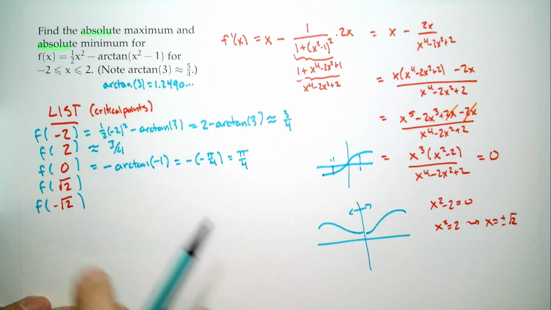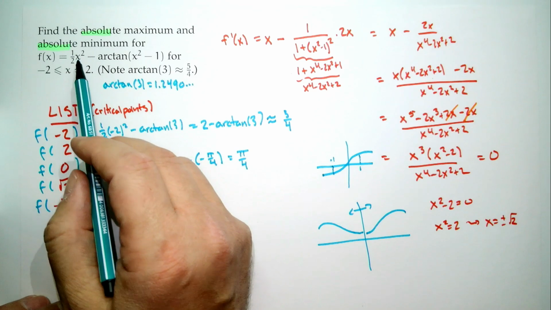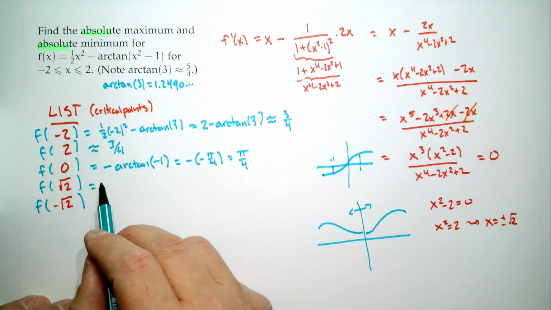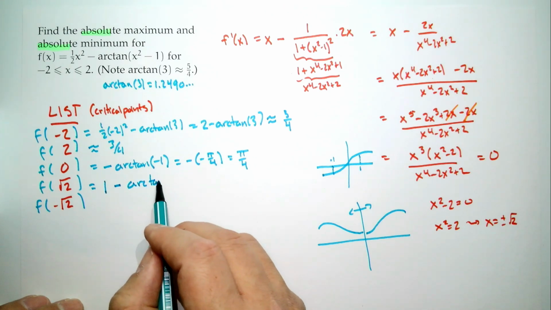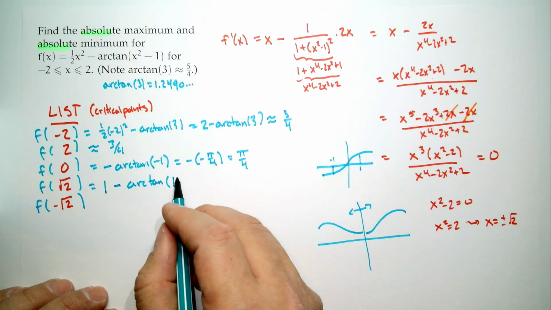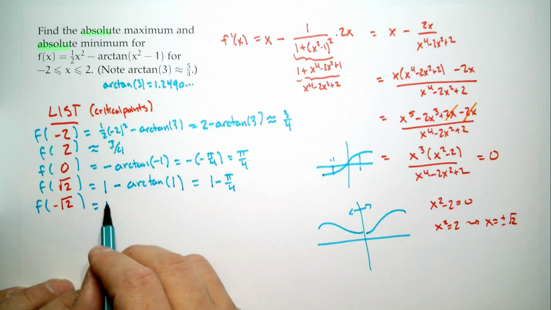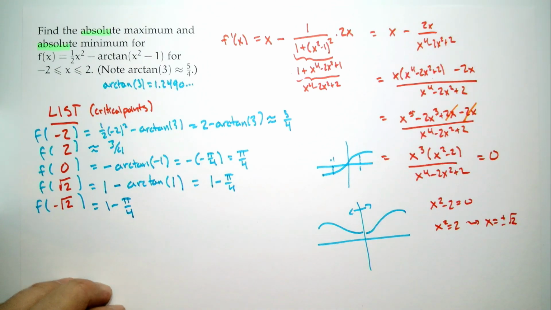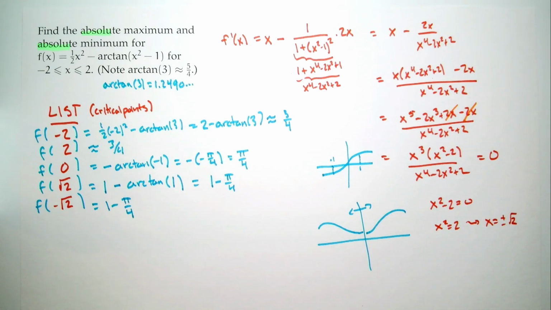Okay, how about f of square root of 2? What would that be? Well, 1/2 times square root of 2 squared would be 1/2 times 2, which is 1, minus arctangent of square root of 2 squared, which is 2, minus 1, is arctangent of 1. So this is 1 minus pi fourths. And again, by symmetry, we'll get 1 minus pi fourths again. So the question is, which number is the largest? We have 3 numbers to choose from: 2 minus arctangent of 3, pi over 4, and 1 minus pi over 4.